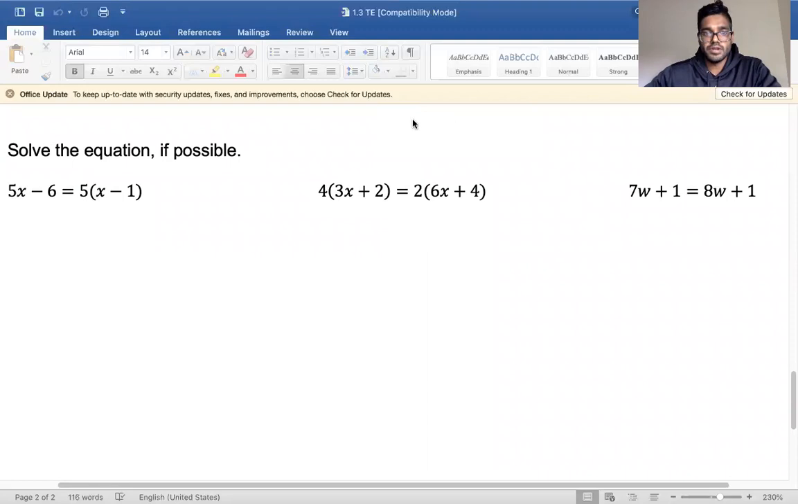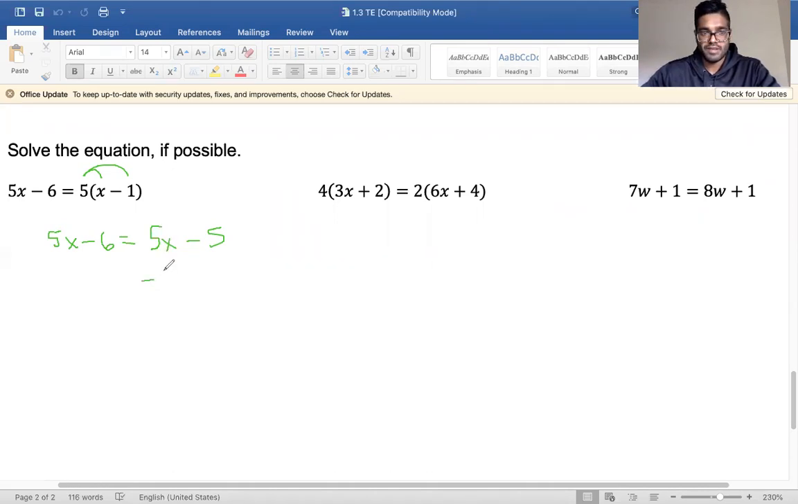So first one here, okay, same type situation, right? Distribute in. And I get 5x minus 6 equals 5 times x, which is 5x, and then 5 times -1 is -5. Now, before I go any further, you can just think about this in your head. Can 5x minus 6 equal 5x minus 5? Does that make sense? Okay. And when I do the next step, you're going to realize something that's really silly.